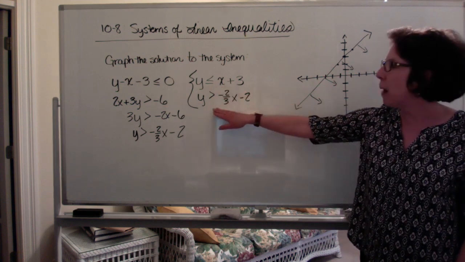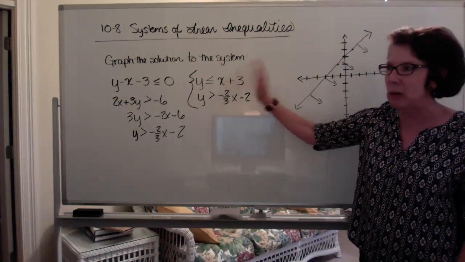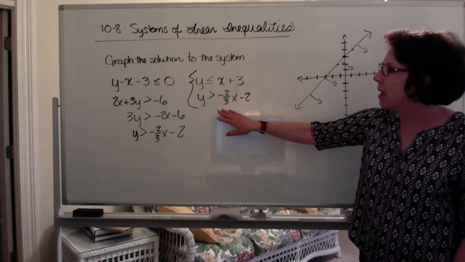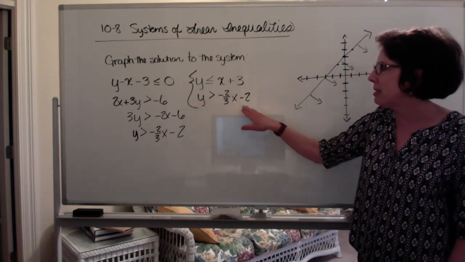Now let's go ahead and graph the other. And you'll see why I have the arrows, because it can get really messy when we try to do lots and lots of shading with both of them. So let's go ahead and graph y is equal to -2/3 x minus 2.